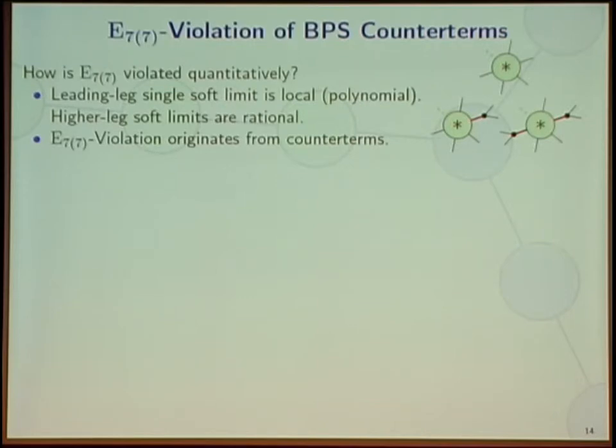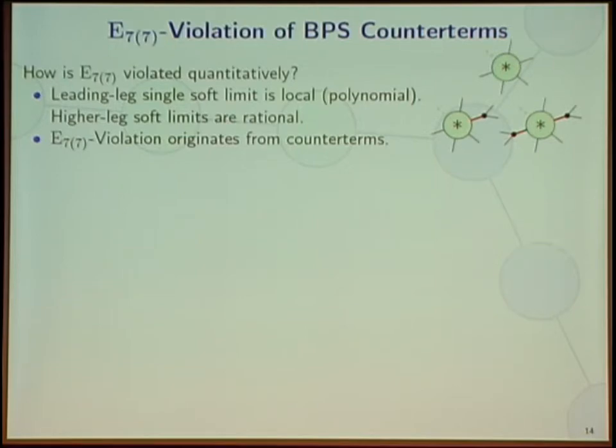Well, if you look at certain scattering amplitudes, you start with the scattering amplitudes with few legs, and at some point you see that the single soft limits are not obeyed anymore. But what remains in this single soft limit turns out to be first a polynomial, that is, the violation is a local term. The violation of E7 is a local term. And only if you go to higher legs, then these violations will be rational functions, which indicate that there are some more propagators. But the kernel of E7 violation will always be something local.